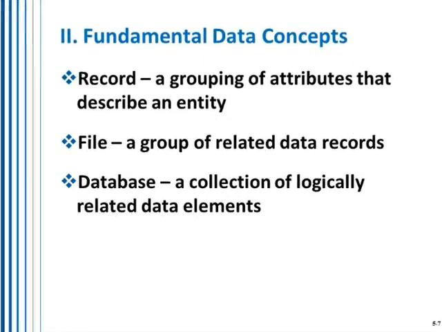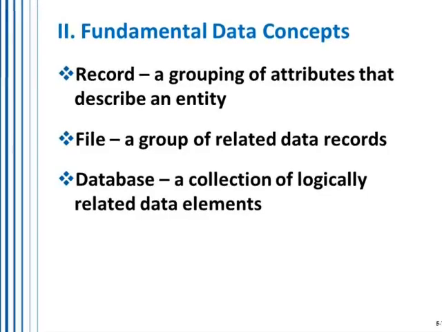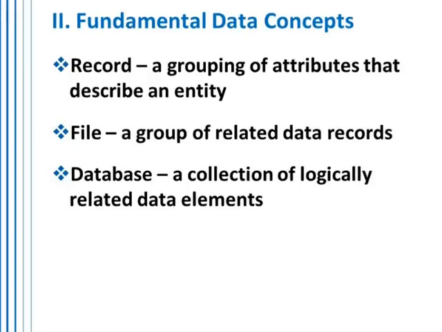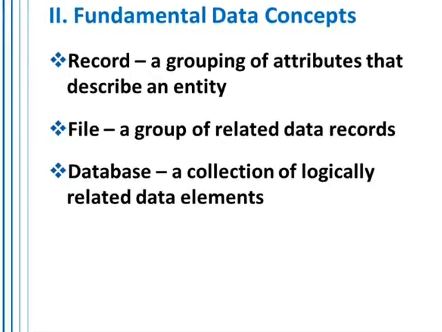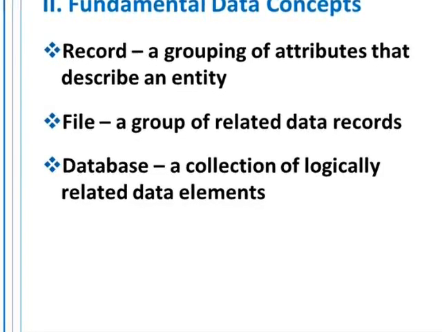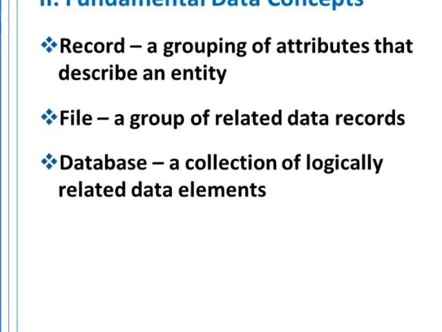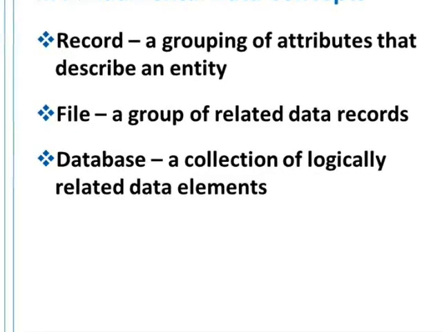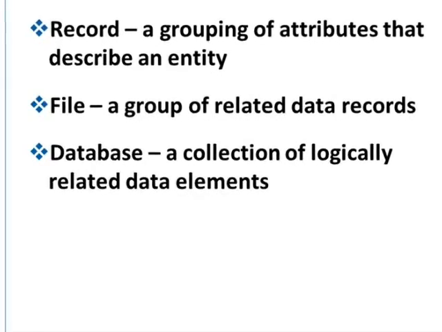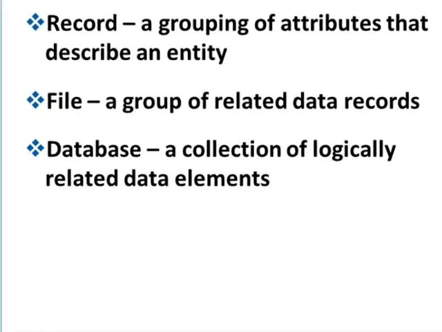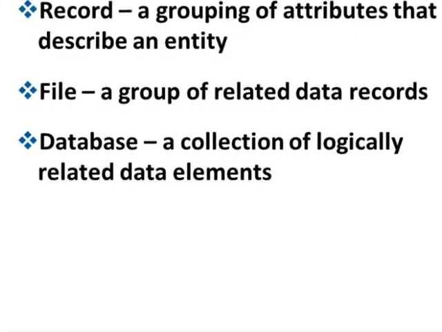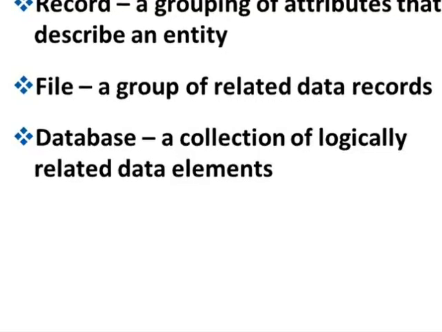A collection of fields is called a record. So you see the set nomenclature here. Character is the smallest element. A group of characters creates a field. A group of fields creates a record. Then a group of records together is called a file. And then a collection of files is called a database. So it's very much set theory. We start from the smallest character, then up to a field, then up to a record, then up to a file, and then up to a database.